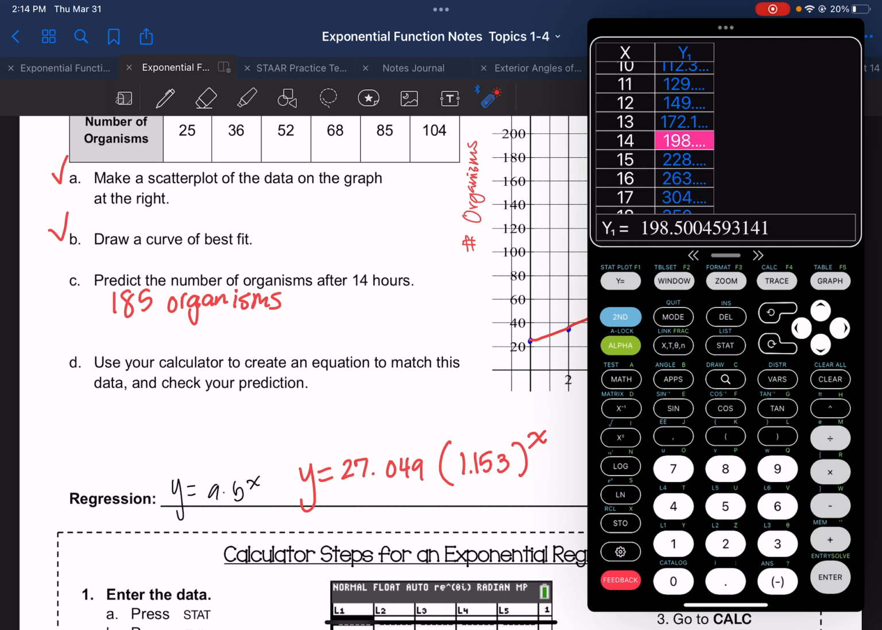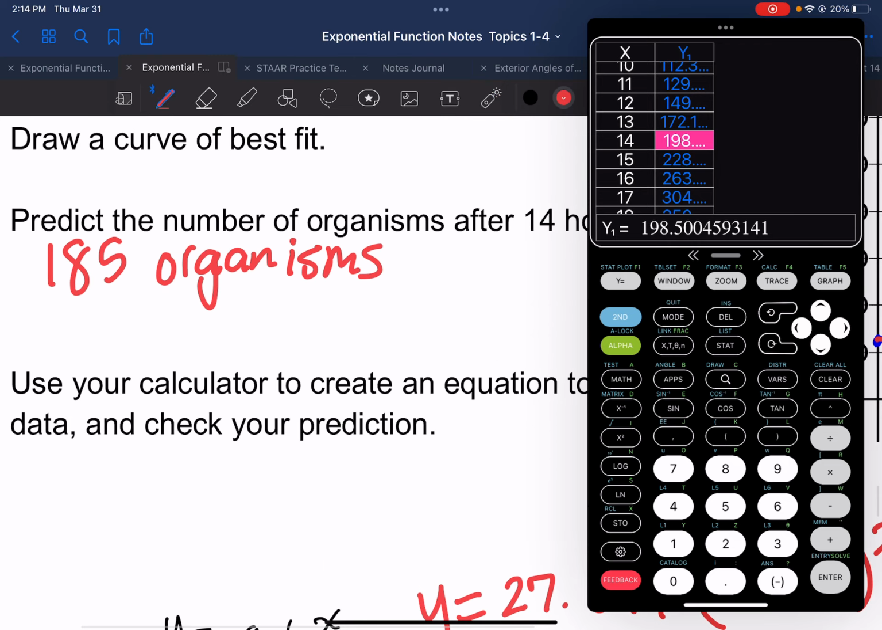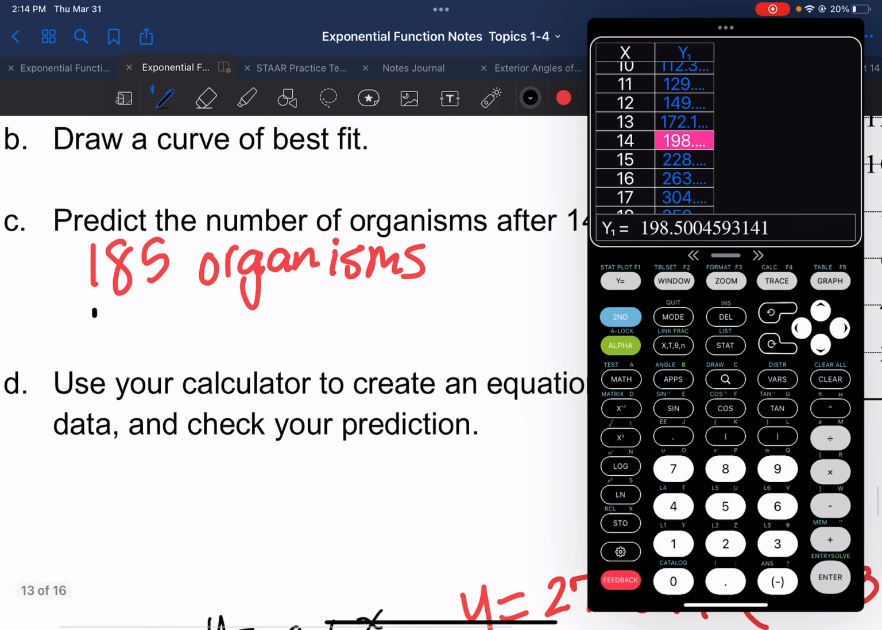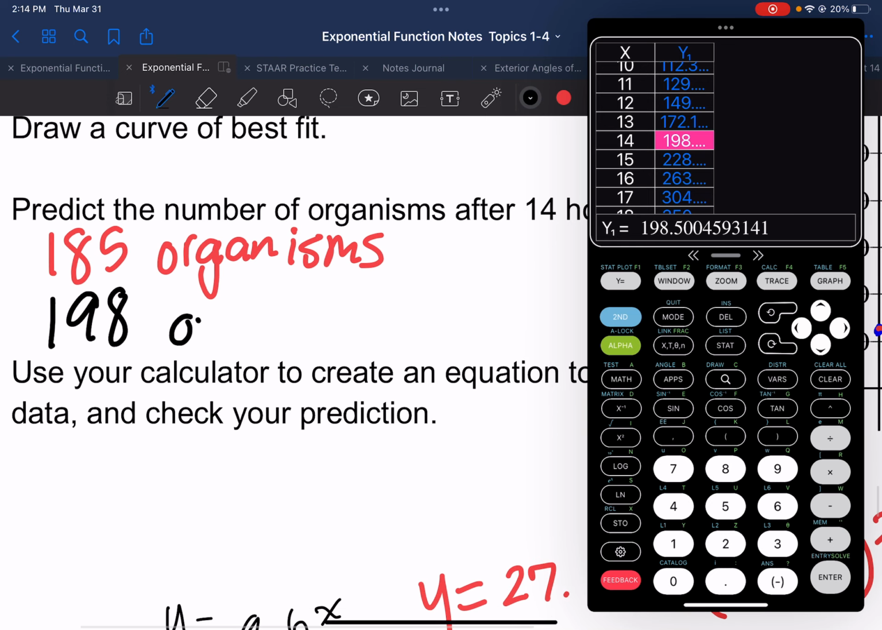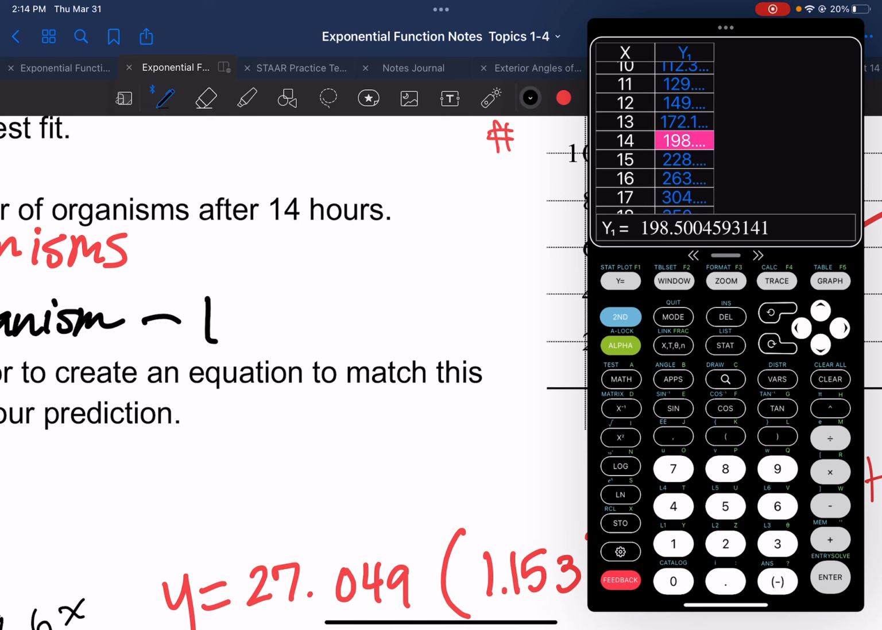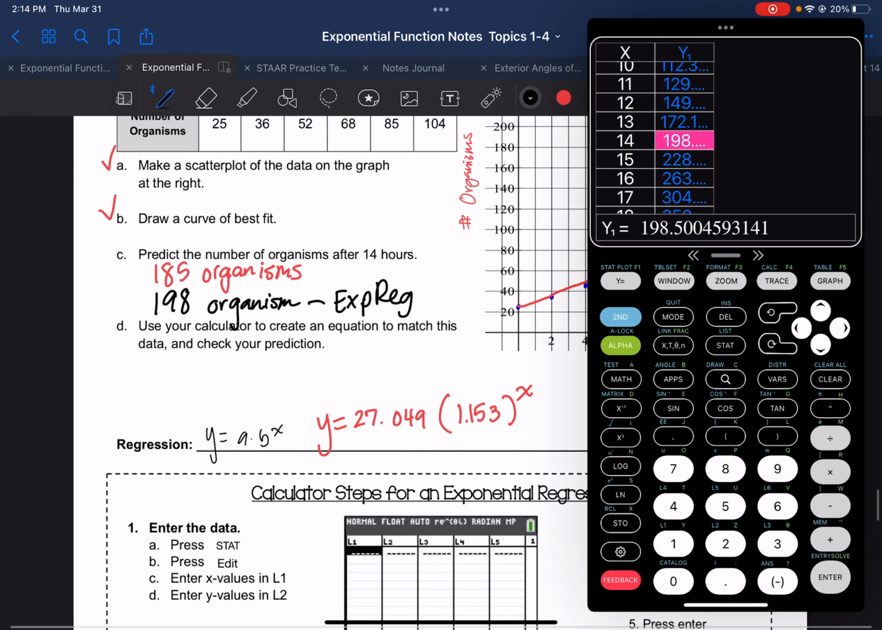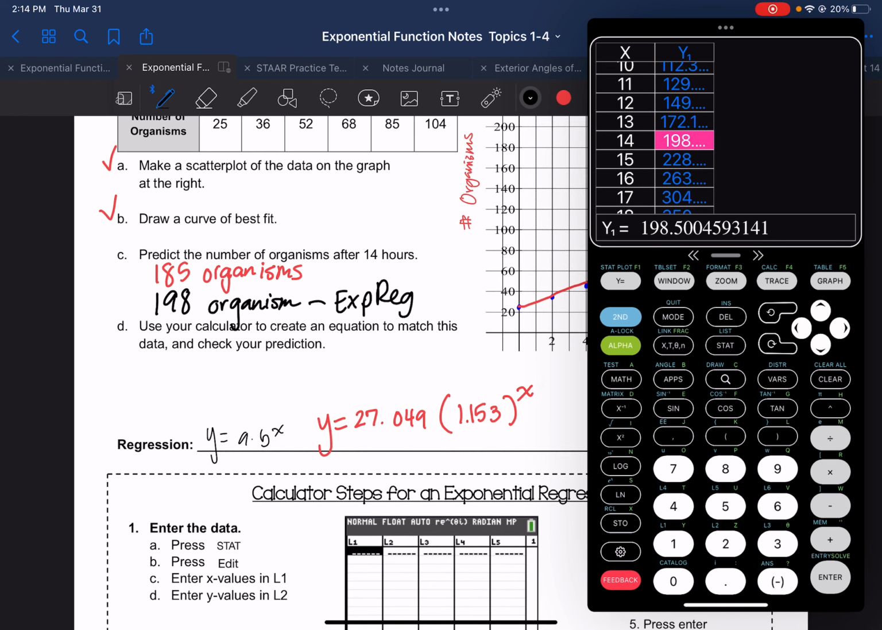All right, so looking at that, now I would get 198 organisms using my exponential model, right? I just put EXP regression. Using my exponential regression, I got 198. And that was kind of close, but not too close. So this is what the model would give me. So this is all that we're doing today. We're taking these points, plugging them in to find the exponential regression, right? This function right here. And then we're answering the questions.